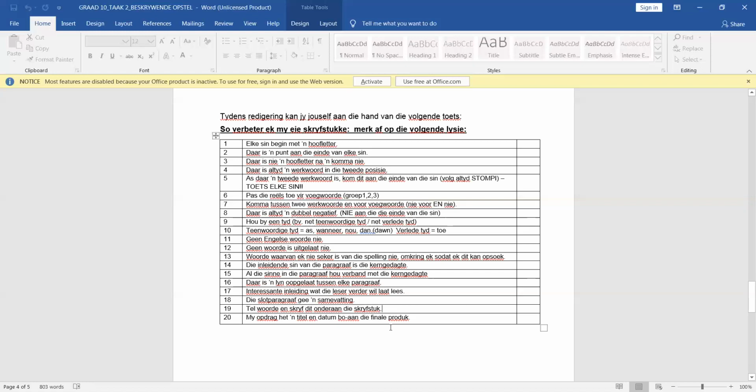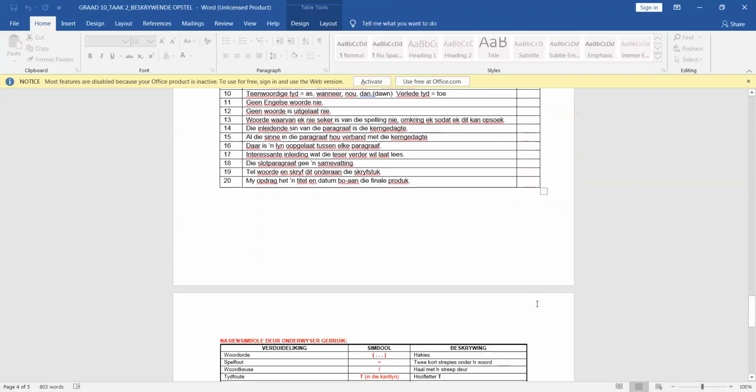Okay, you need to count your words and write it underneath the essay or the book review or whatever it is that you have written. And you also need to have a title and a date above the final product. Okay? All of these things will help you get a good mark. So what my learners have been taught to do is they have to actually tick it off as they go along during their editing process.